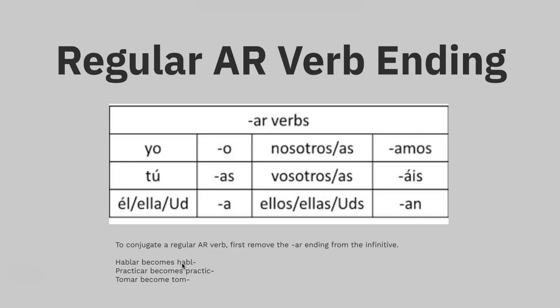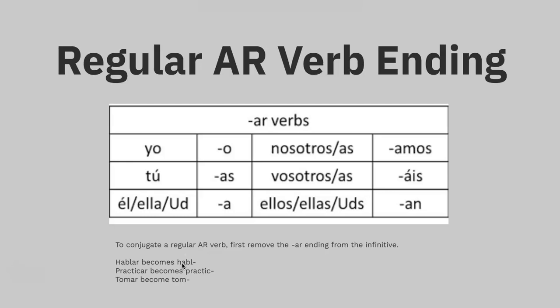Then the following one is going to be ellos, ellas, and ustedes is AN, and that's going to be hablan. So for any AR regular verb ending, all we're going to do is take the AR at the end and drop it, and then we're going to add on whoever is doing the action of the verb.